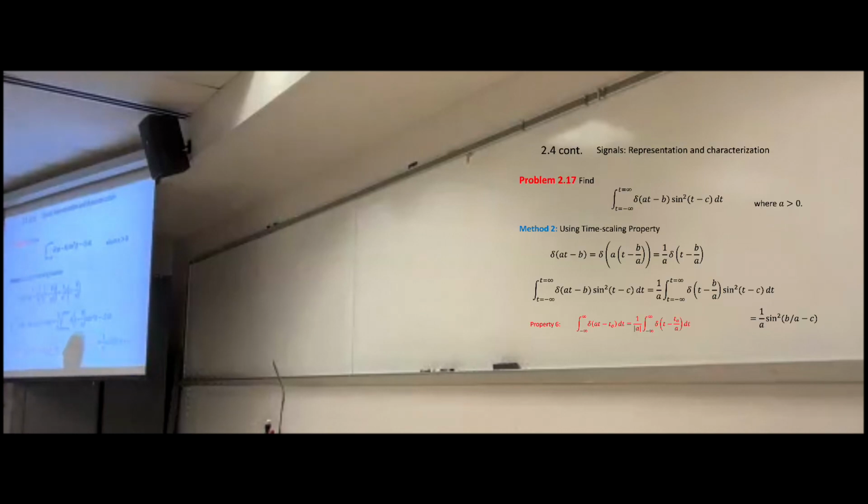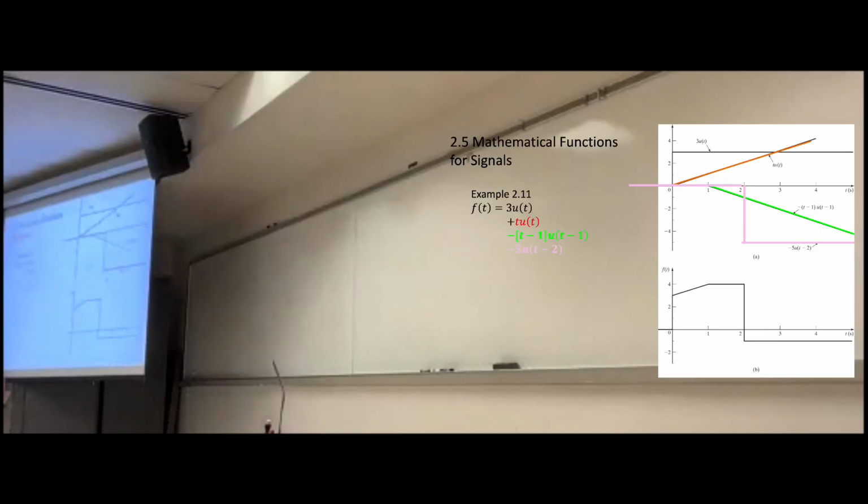The second method we're going to do is time scaling. So we can factor out a, and in the delta function, we can take the coefficient out into the front, and that is 1 over a, and the rest is going to be the same. This is just for your practice dealing with the delta function. So next, you don't have to copy this down.